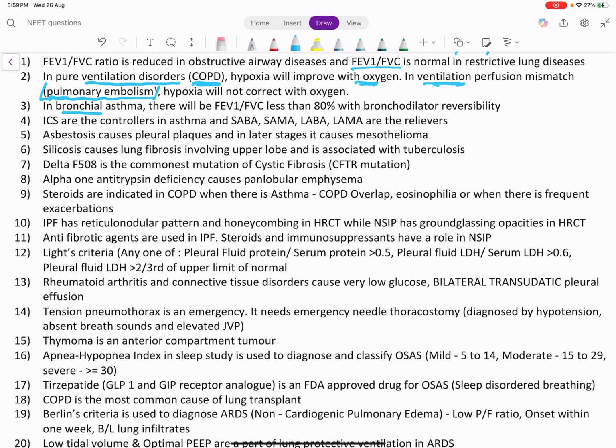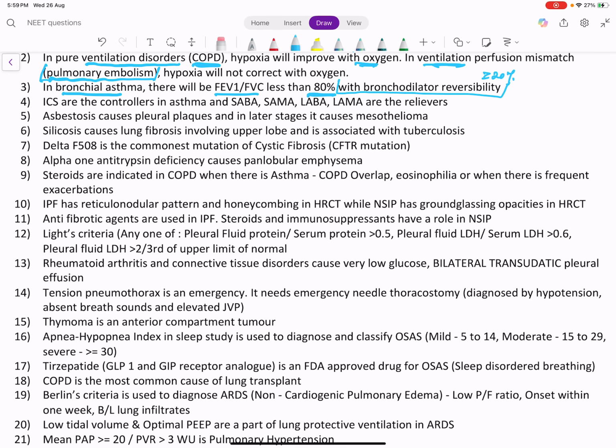I told you in bronchial asthma, FEV1 by FVC is less than 80%. Bronchial asthma is an obstructive airway disease, but here there is bronchodilator reversibility. That is, on giving bronchodilators, the reduced FEV1 will improve by more than 20%. Whereas in COPD, FEV1 by FVC is less than 70%, but there will not be bronchodilator reversibility. Also in bronchial asthma, inhaled corticosteroids are the main pathology changing drugs. The pathology changing drugs in asthma are called controllers. So inhaled corticosteroids are the controllers.